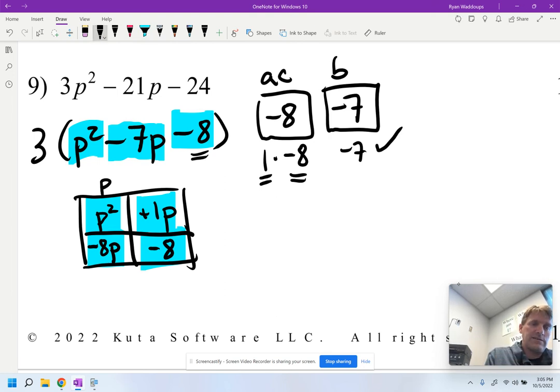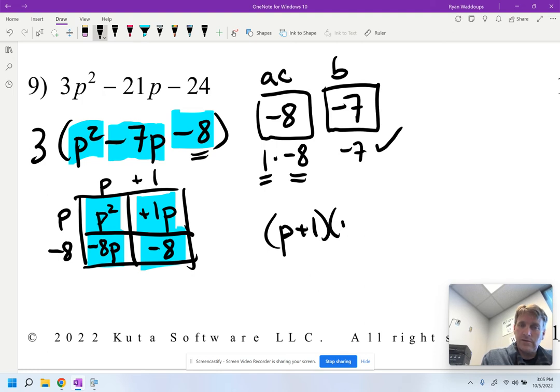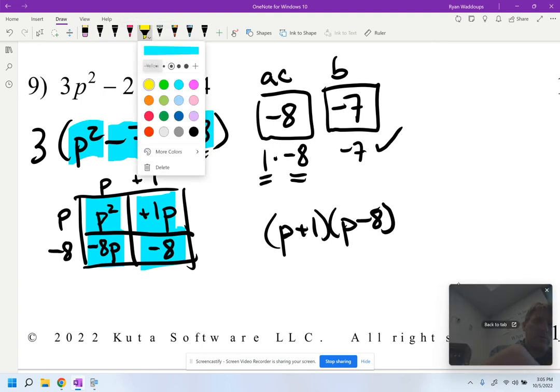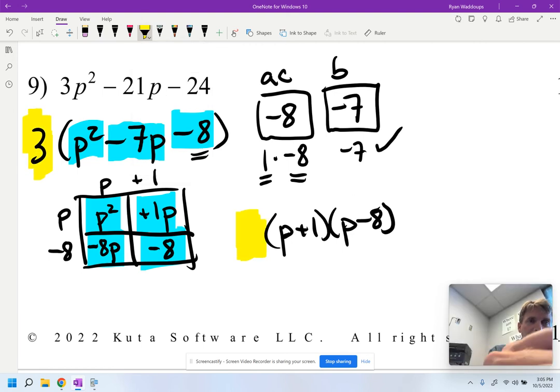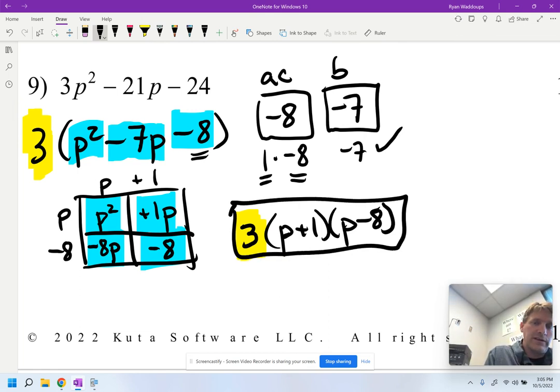Then I just say, hey, this is p, and 1 and p and negative 8. And so my factors are p plus 1 times p minus 8. And that takes care of everything except for the 3 that we factored out at the beginning. We need to put that in there as one of the factors. So we include that 3 there. And now our answer is complete.